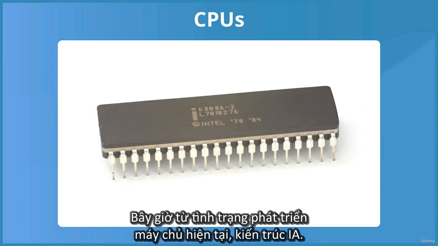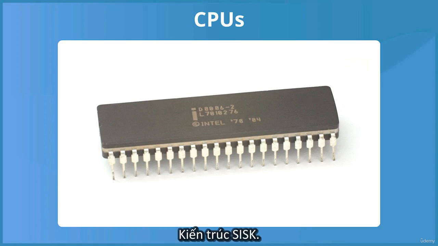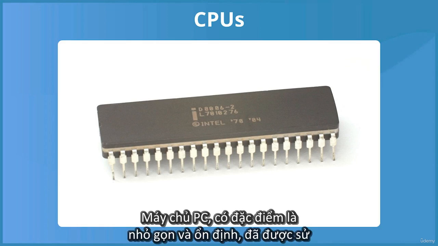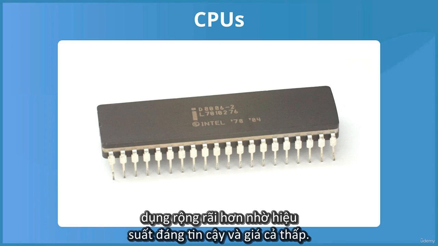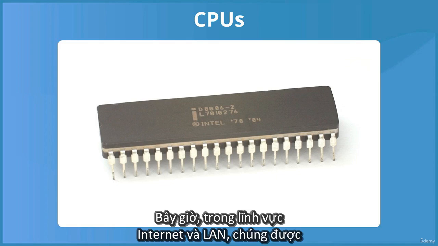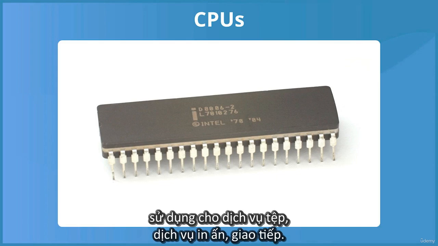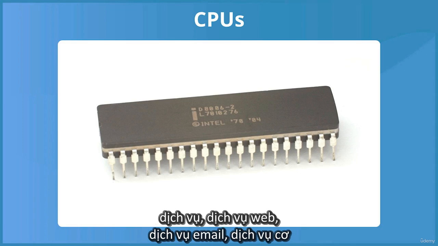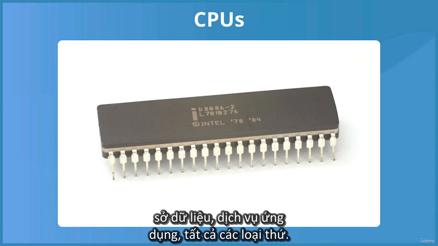Now, from the current server development status, the IA architecture, CISC architecture, PC server, which is characterized by small, compact, and stable, has been more widely used due to its reliable performance and low price. Now, in the field of Internet and LAN, they're used for file service, printing service, communication service, web service, email service, database service, application service, all kinds of things.